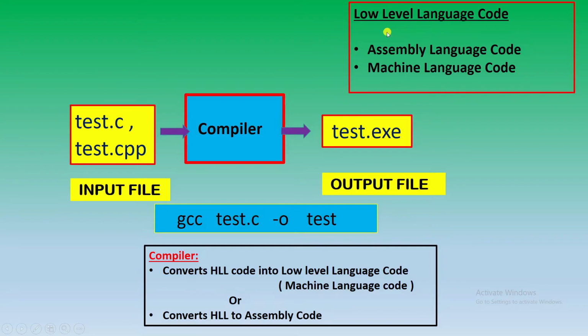I have explained what low level language code is, what assembly language code is, and what machine language code is in one of my other videos. You can find the link to that video in the C programming playlist, and the link to that playlist is in the video description below. So do watch it.